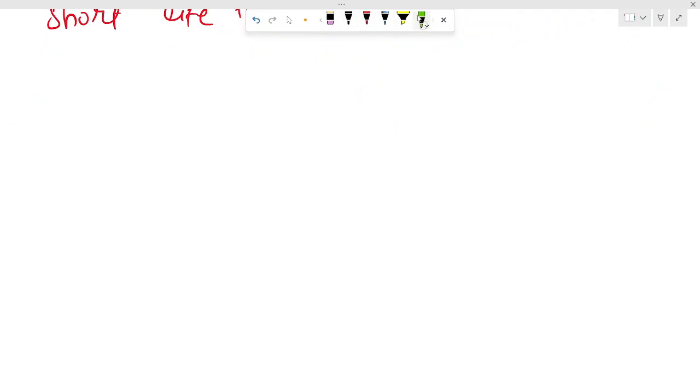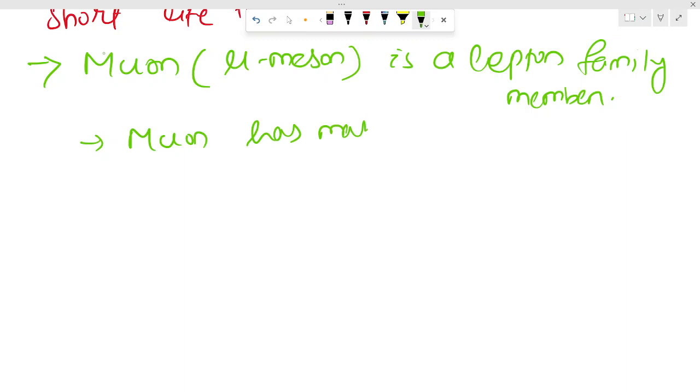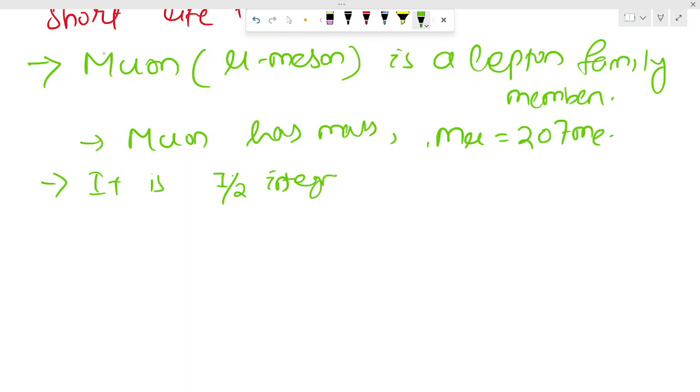What are the properties of muons? Let me talk about that. As I have told you, the muon, that is the meson, is a lepton family member. Muon has a mass that is 207 times the mass of an electron, and it has half integral spin. If it has half integral spin, then we can say it belongs to the fermion group. This is a fermion.